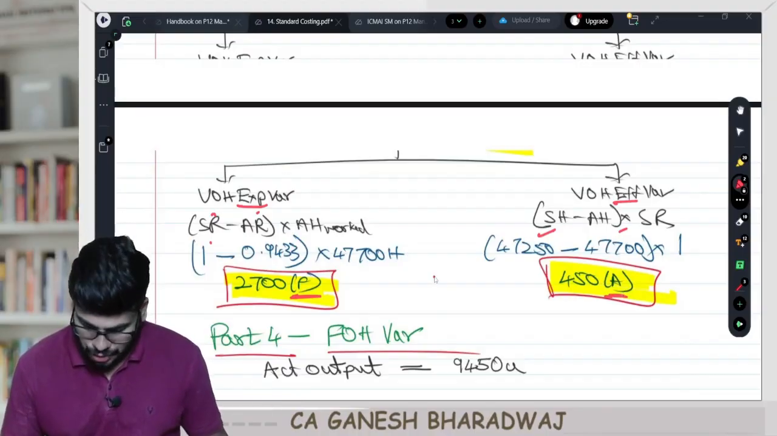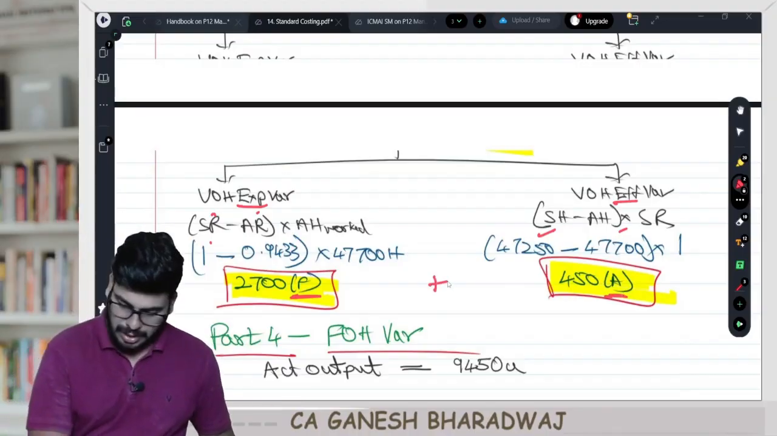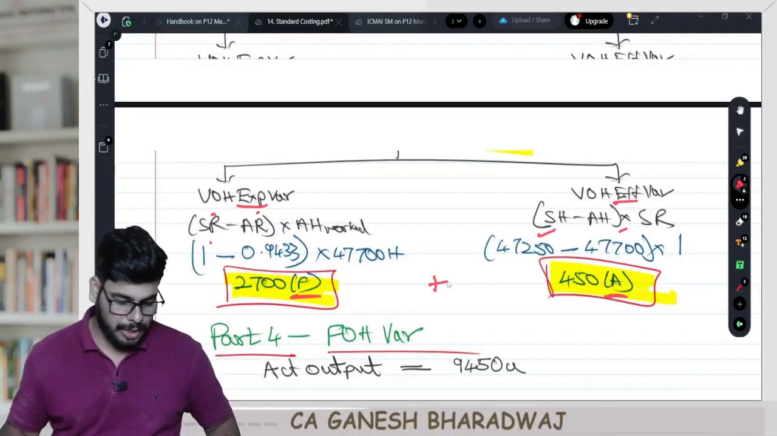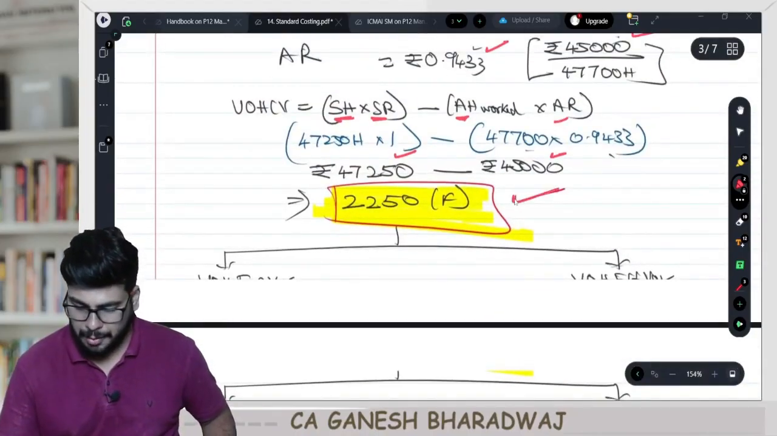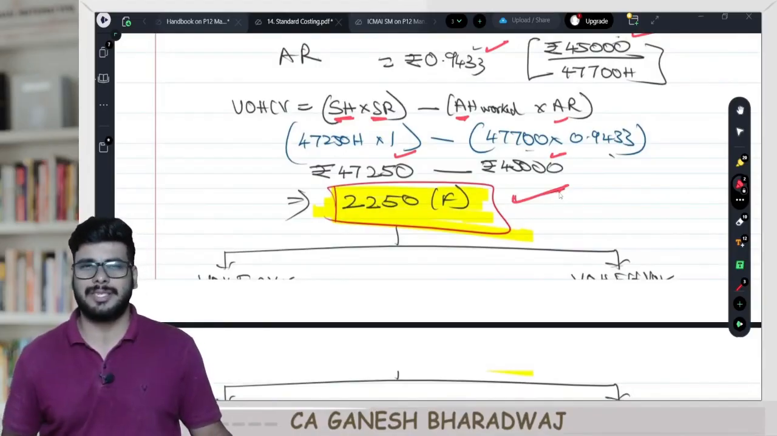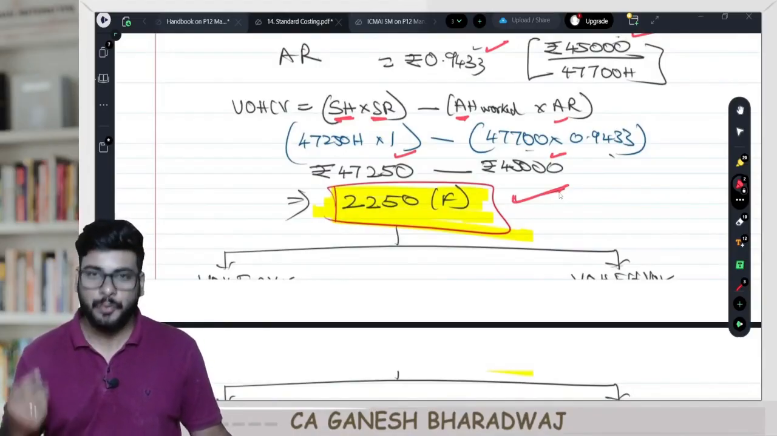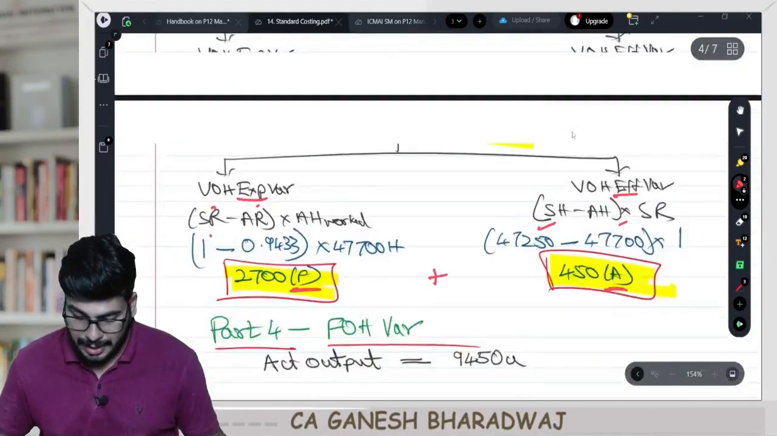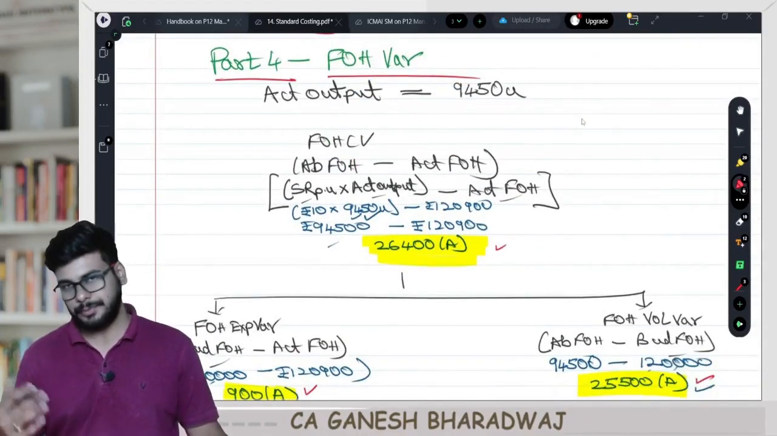Now once again, you need to check by adding these two. So 2,700 minus 450, you get effectively how much? 2,250 favorable. You get the same figure, which means that you've done this calculation right. Clear with this, guys? As simple as that. Very, very simple, but you need to get the approach and the logic right.